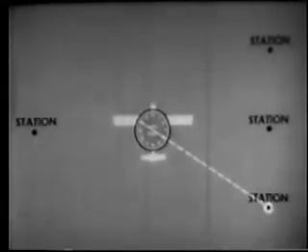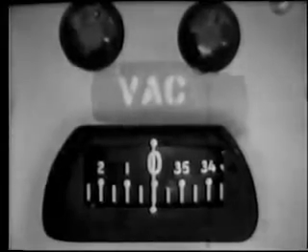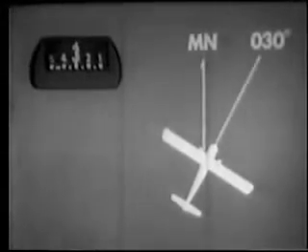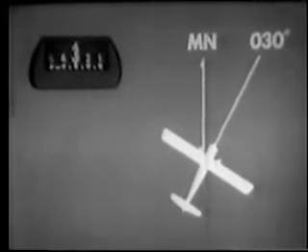To determine the direction to the station, we must make use of our heading indicator. Suppose we turn the aircraft to a heading of 30 degrees, as shown in the heading indicator. A heading is a clockwise measurement from magnetic north.